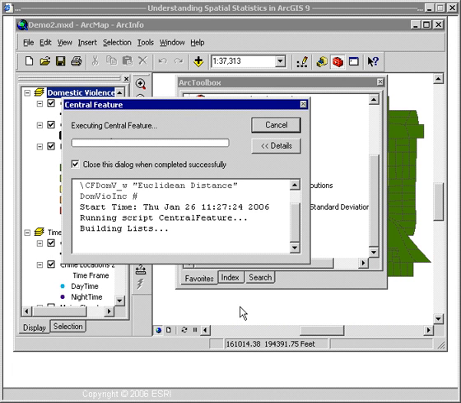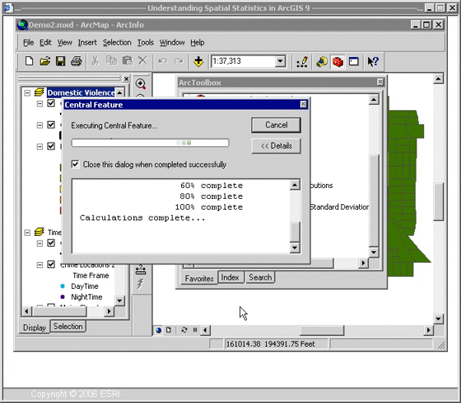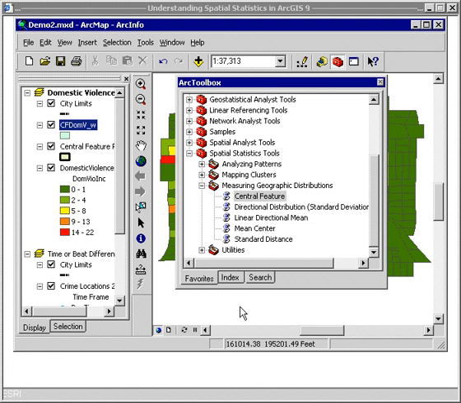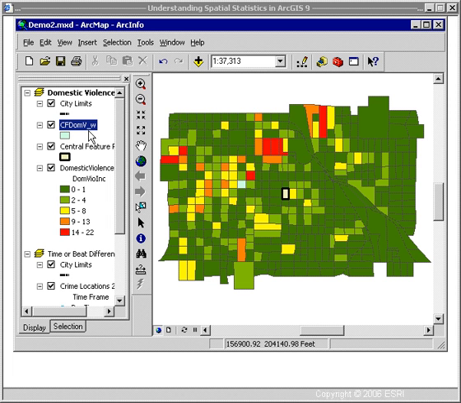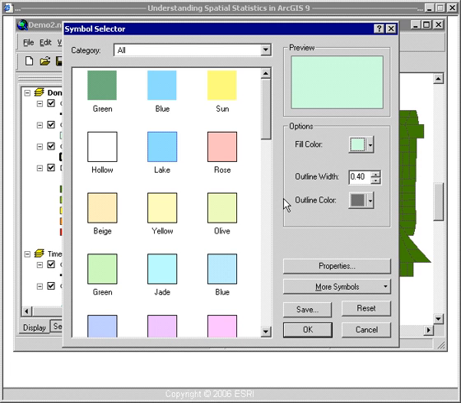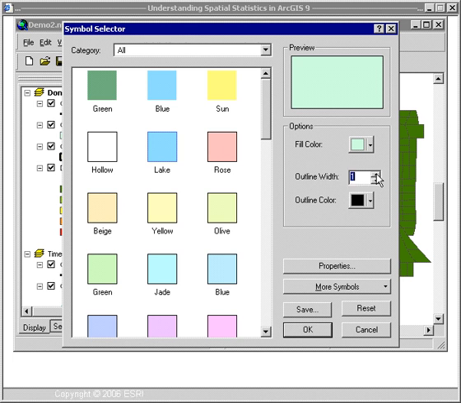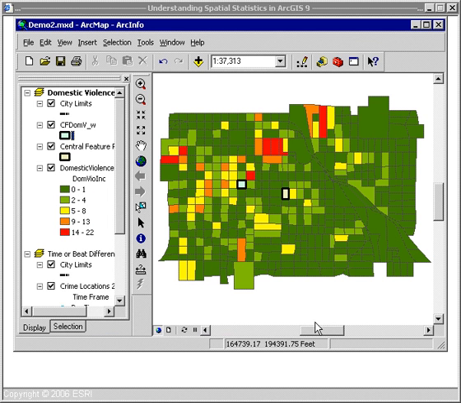So it shouldn't take too long. Right now it's looking at our weights and seeing where the most central location is based on past occurrences of domestic violence. It looks like it's done. I'm just going to close Arc Toolbox, and I'm going to symbolize the results just a little bit differently so we can see them better. I'm going to left click on the symbol, and I'm going to change the outline color to a black, and I'm going to increase the outline width.